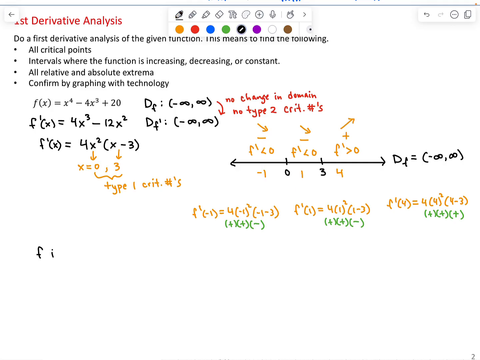So in summary, f itself increases for x in the interval from 3 to infinity. This was the only interval where the derivative was positive, and f decreases, and then you want to express these two intervals separately, joined by a union sign.